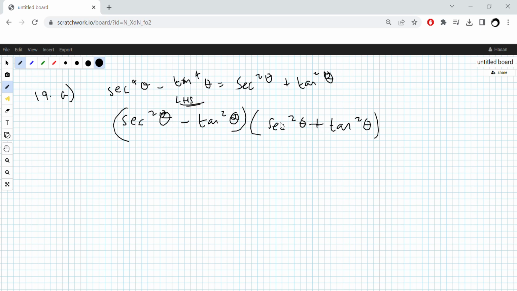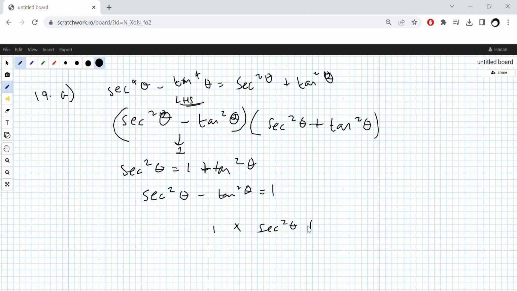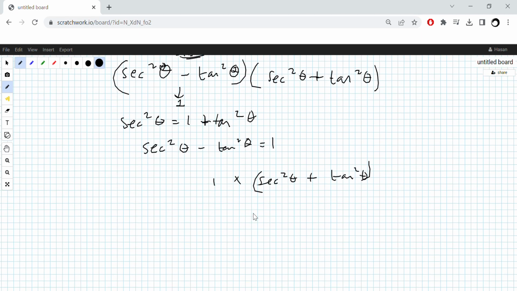And now what we can recognize is the identity of sec squared theta equals 1 plus tan squared theta, as sec squared theta minus tan squared theta equals 1. When you rearrange this, we can replace this as 1, because this is the same as 1. So now we're left with 1 times sec squared theta plus tan squared theta, which is the same as just leaving sec squared theta plus tan squared theta.